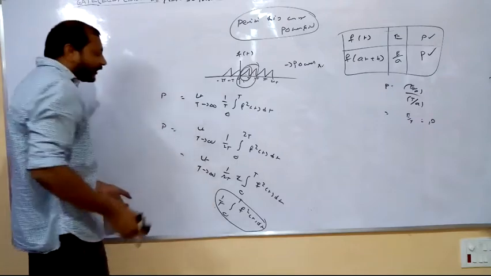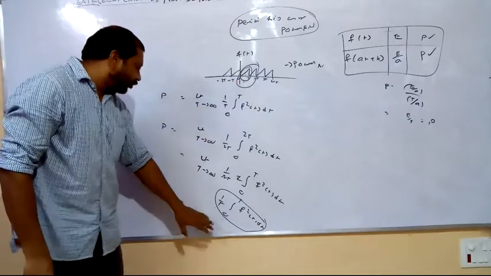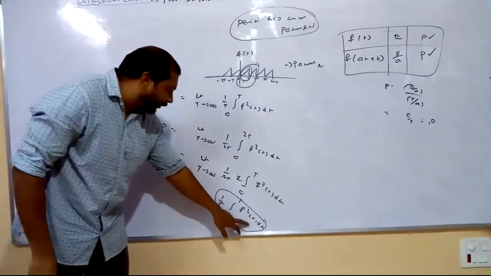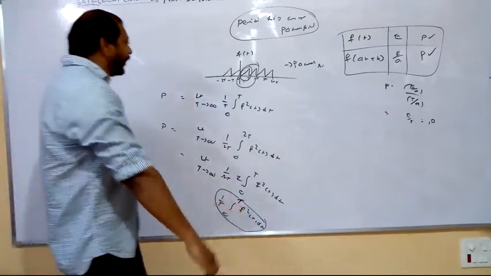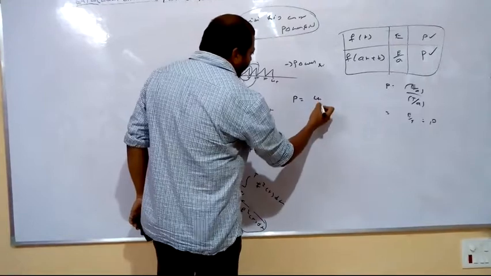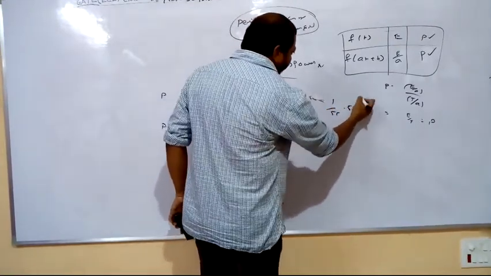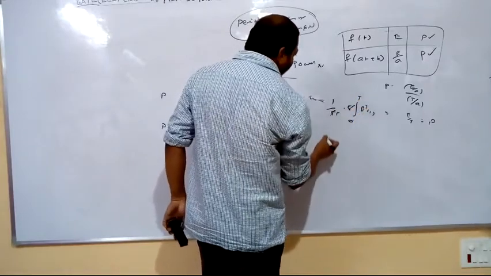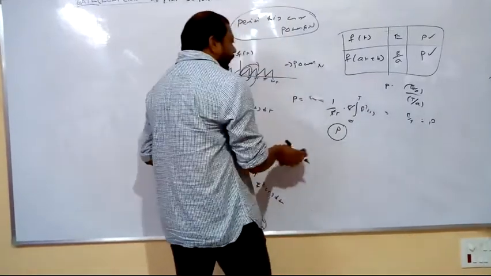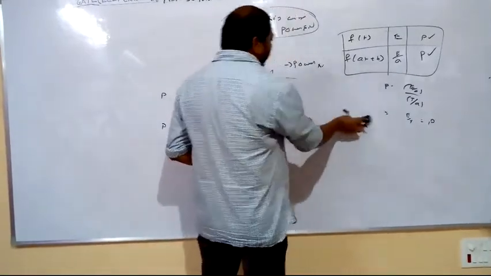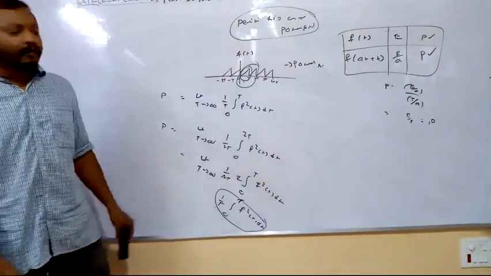We can even remove the limit t tending to infinity, because we are considering the power for one period only. So one period gives 1 by t integration 0 to t of f square of t dt only. If we consider 5 periods, the corresponding power is 1 by 5t into 5 into integration 0 to t of f square of t dt. The 5 will get cancelled, and the power equals the power of the first period only. So we can call the power of the periodic signal simply the power of one period only.